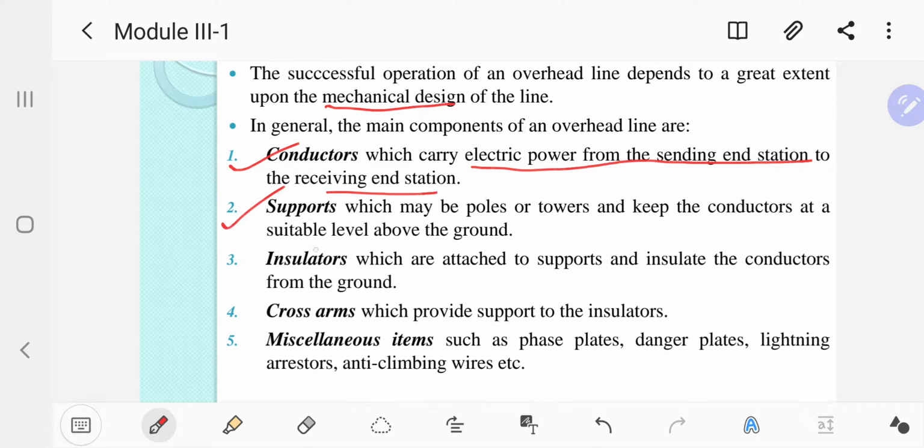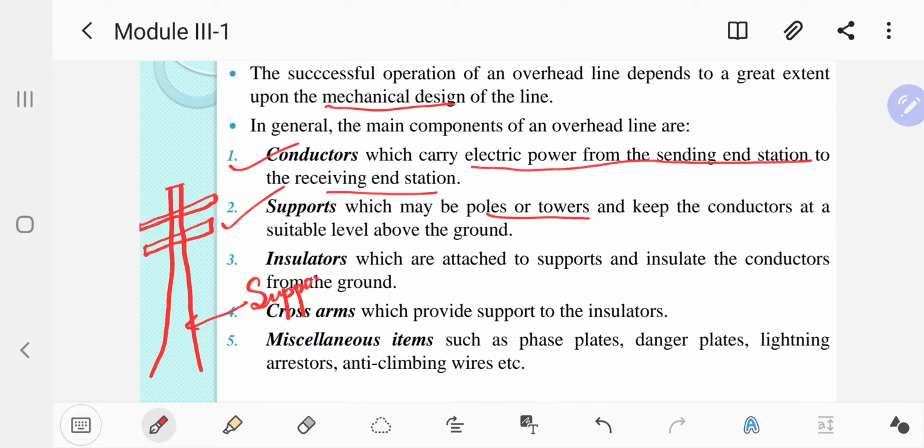Second come the supports, which may be either poles or towers, which keep the conductors at a suitable level above the ground. I'll try to draw a rough figure of a pole. Here you can see a pole, and you might have seen these structures. These structures are known as supports. So here you can call this one a support. Poles or towers which keep the conductors at a suitable level above the ground are known as supports.